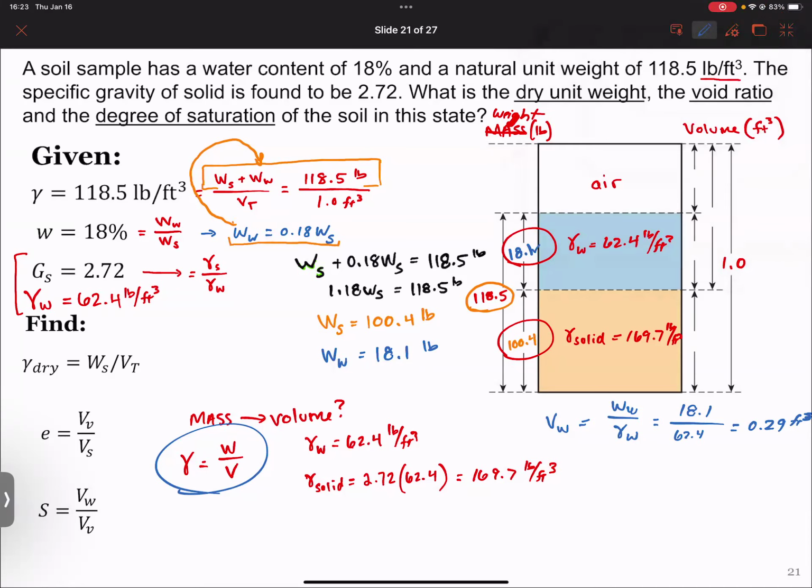So let's plug this in here. This is 0.29. Boom, we found that section. Now let's do the same for the volume of our solid portion. That is the weight of our solid divided by the unit weight of the solid. So that is 100.4 pounds divided by what we just found, 169.7 pounds per cubic foot. And the volume of that is 0.59 cubic feet.